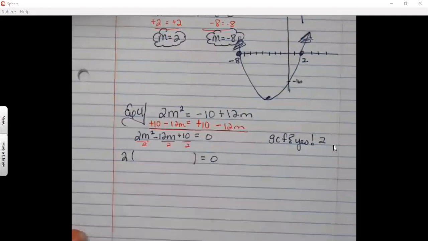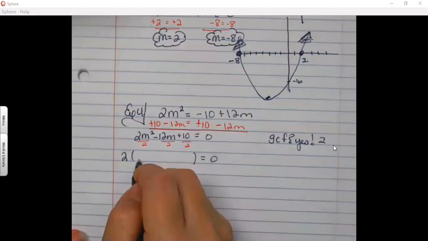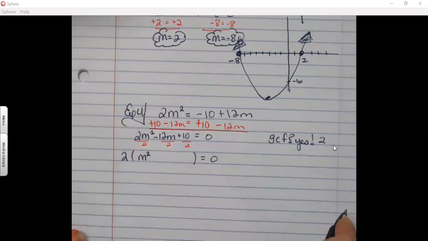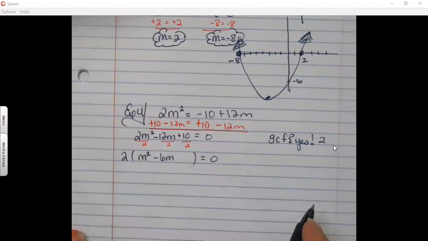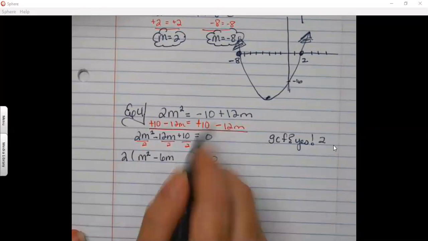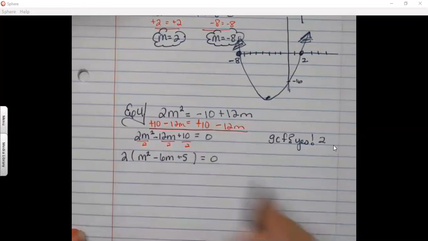And what is 2m squared divided by 2? M? No. M squared. You said m, not m squared. Well, what's negative 12m divided by 2? I need a sign. Negative 6m. Signs are important. 10, positive 10 divided by 2. Positive 5. All right.